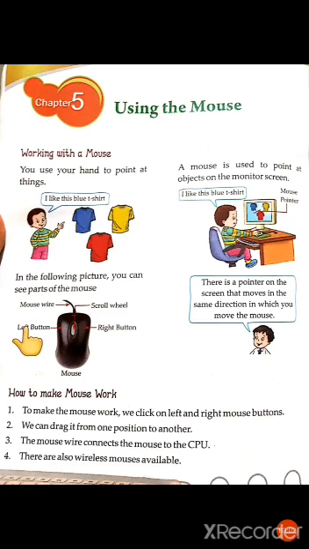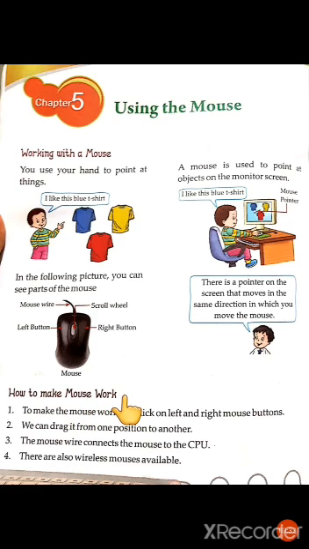Okay, and this is the left button. Here you can see this is the left button of the mouse, and this is the right button of the mouse. Okay, so 4 things we have discussed in the mouse parts. One is mouse wire, number 2 is scroll wheel, number 3 is right button here, and number 4 is left button here.